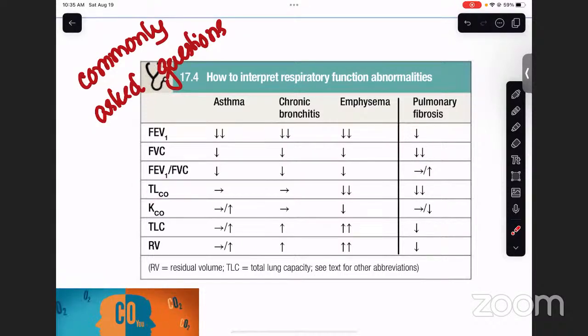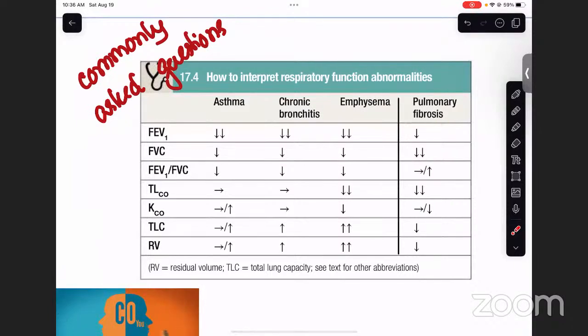So how about TLCO? I already mentioned it. Transfer factor, that means gaseous exchange of our alveoli. In case of asthma and chronic bronchitis, TLCO is no change, just normal. In case of emphysema, there will be reduced TLCO. Okay, because in emphysema, there will be pathology like destruction of the fibroblasts and elastic tissues, and there will be destruction of our basement membrane. So reduced gaseous exchange and reduced TLCO.